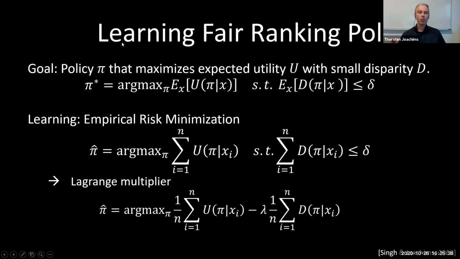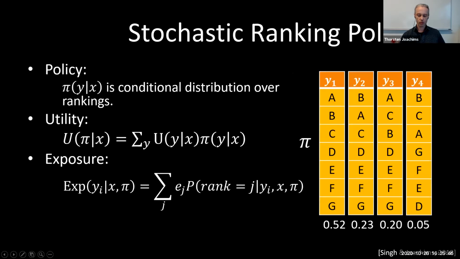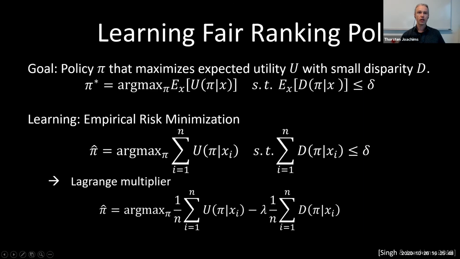So we can now formulate this as a new type of training objective. We can go with the old objective, where we want to maximize the utilities to the users, but with this additional constraint that says the fairness disparity should be less than some delta. And this delta is something that we can set as a parameter.